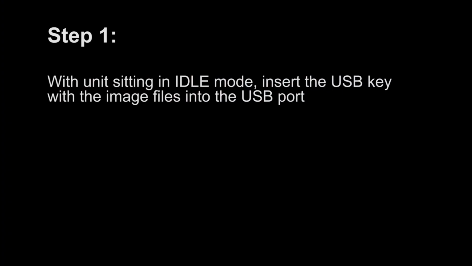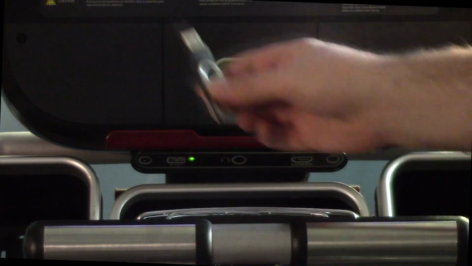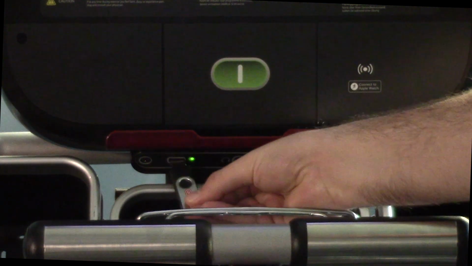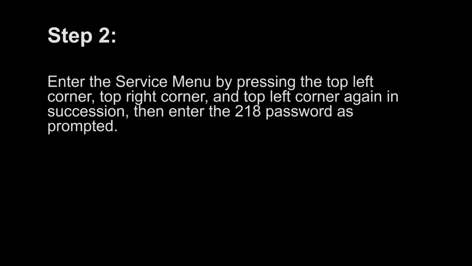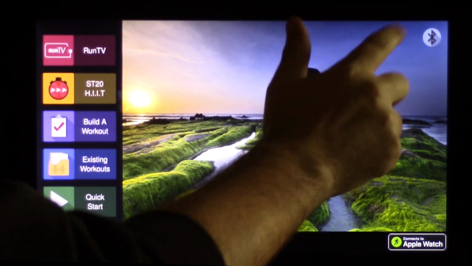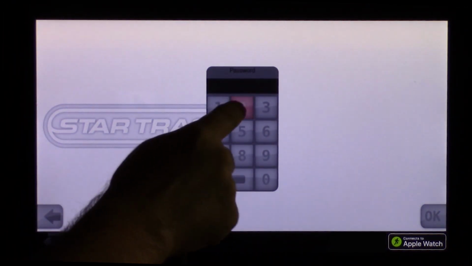Step 1. With the unit sitting in idle mode, insert the USB key with the image files into the USB port. Step 2. Enter the service menu by pressing the top left corner, the top right corner, and the top left corner again in succession, then enter the 218 password as prompted.